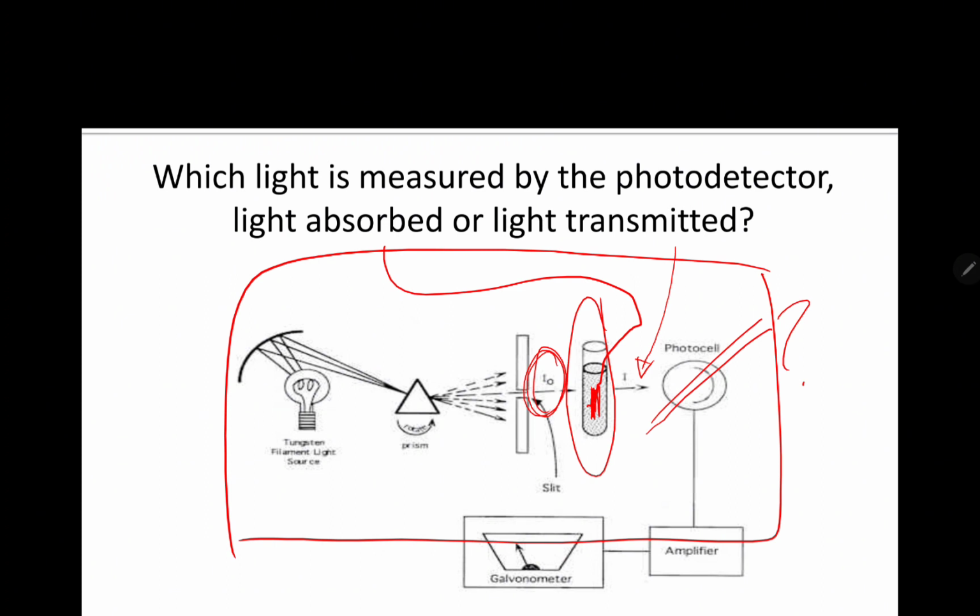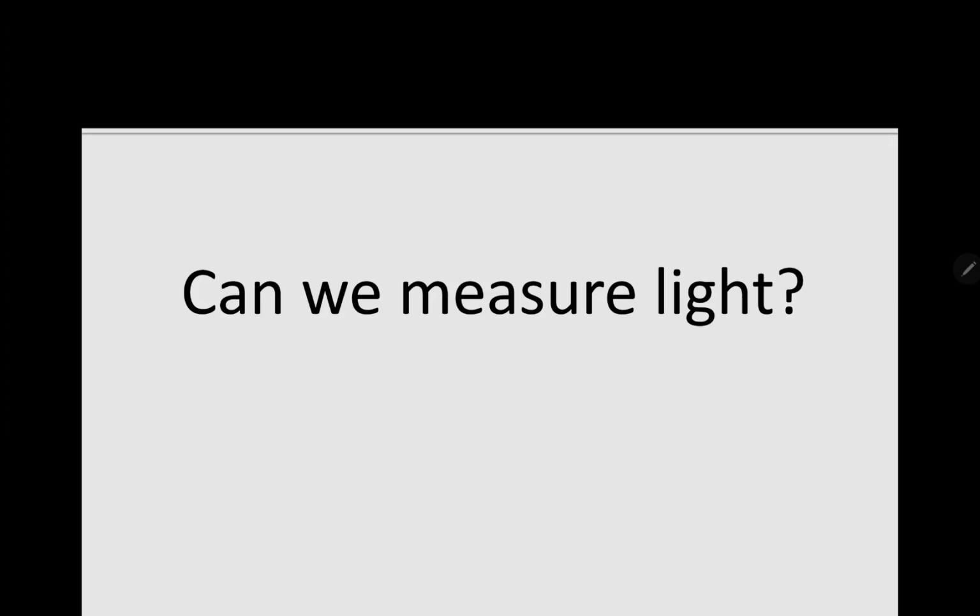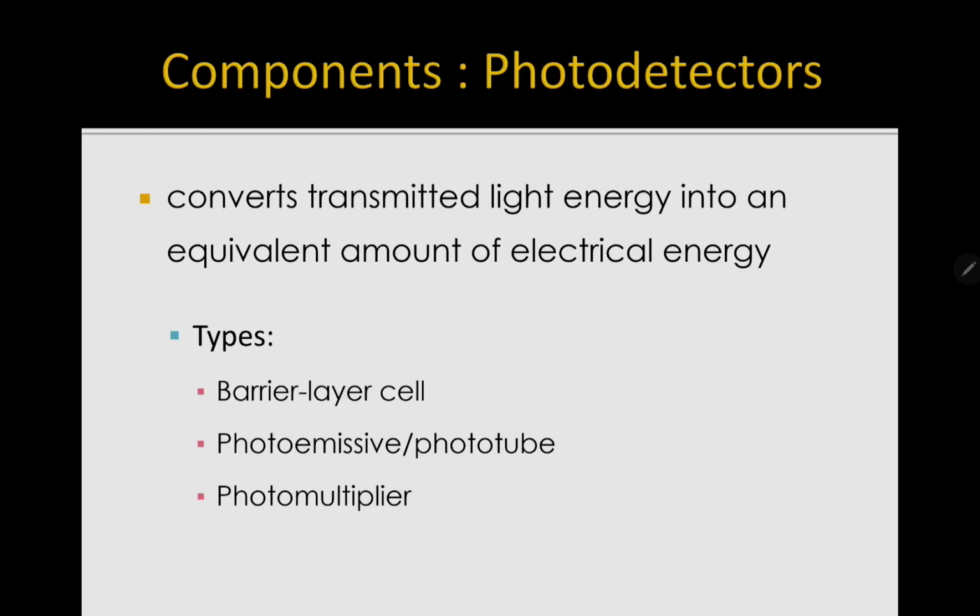Remember that we can do these techniques because we are already in the advanced modern era. Now let's ask the question, can we measure light? In order to measure light, you need to have photodetectors. It converts transmitted light energy into an equivalent amount of electrical energy. So from the question earlier, the answer is the light transmitted. The light that is excess from the light absorbed will be the one measured by your photodetector.